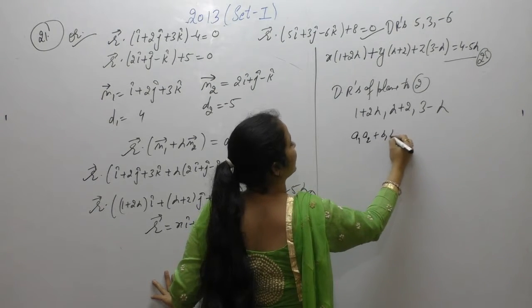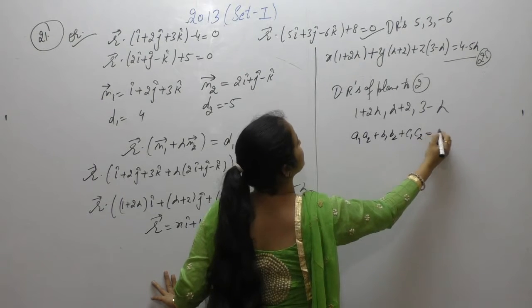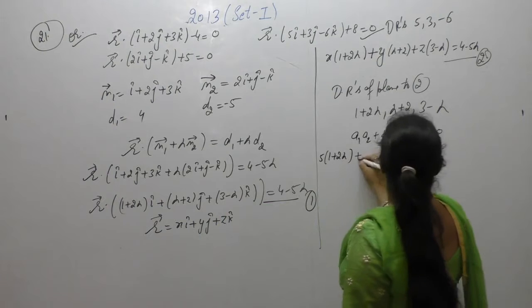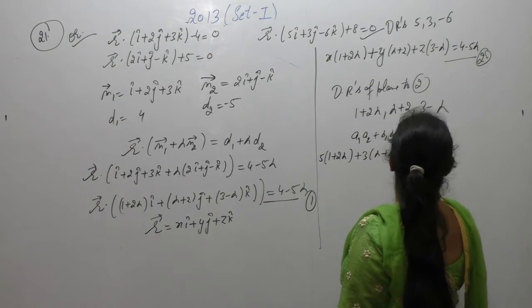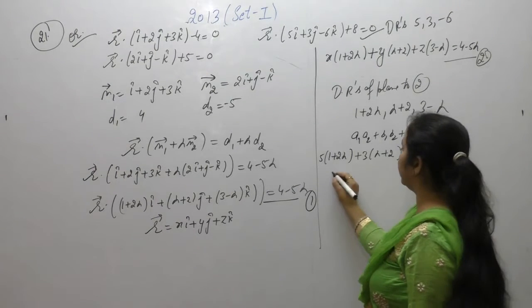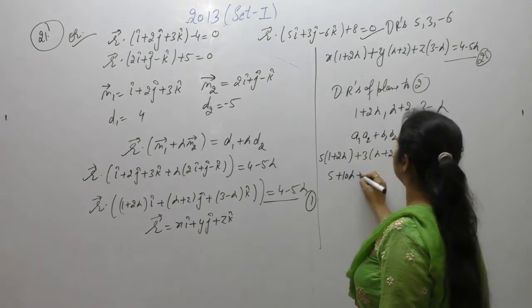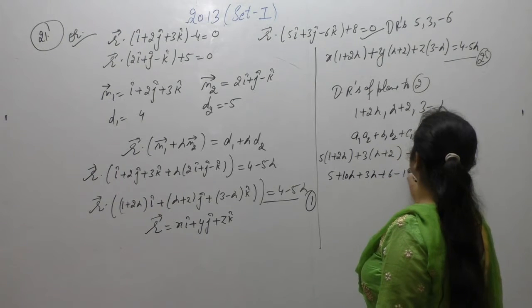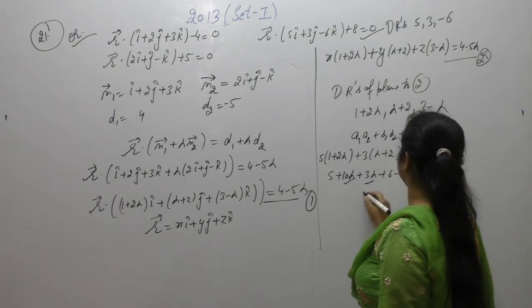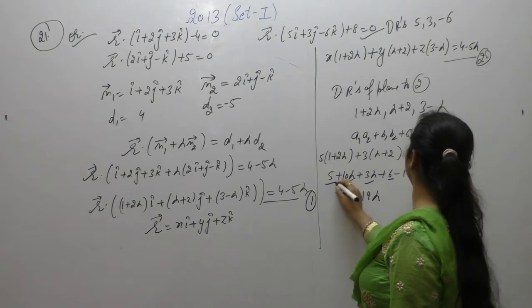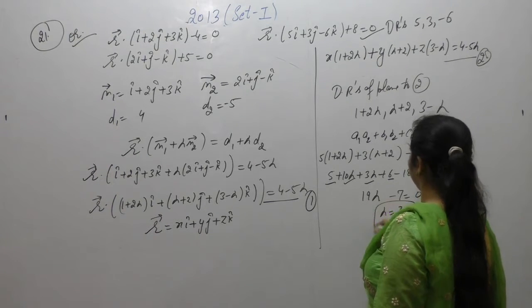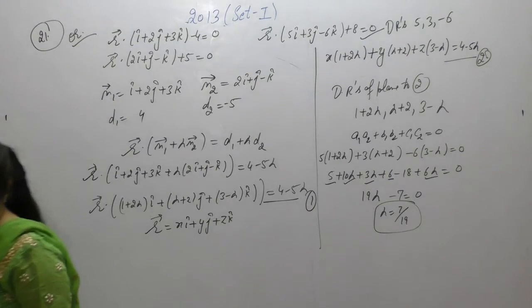Now using a1 a2 plus b1 b2 plus c1 c2 is equal to 0: (1 plus 2 lambda) into 5, plus 3 into lambda plus 2, minus 6 into (3 minus lambda). Find the value of lambda from here. 10 lambda, 3 lambda plus 6 minus 18 plus 6 lambda. 10 plus 9 plus 6, 19 lambda, 6 plus 5, 11 minus 8. So lambda is 7 by 19.